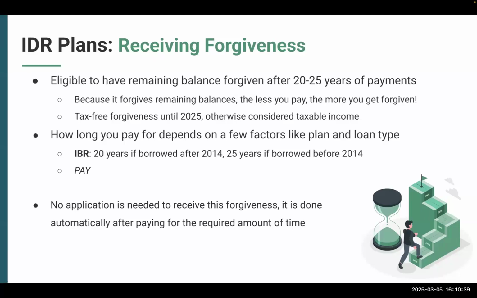Sometimes borrowers will get this low payment and think, I'm not going to see my balance go down anytime soon. How will I make any progress? Don't worry about that, because if you have a low payment, that just means your balance is going to stay higher, giving you more forgiveness down the line. So once you've paid for that amount of time, the entire remaining balance, including interest, is completely forgiven. And there's no cap on the amount of forgiveness you can receive. Under all these plans, you will need to pay for either 20 or 25 years before you can get forgiveness.